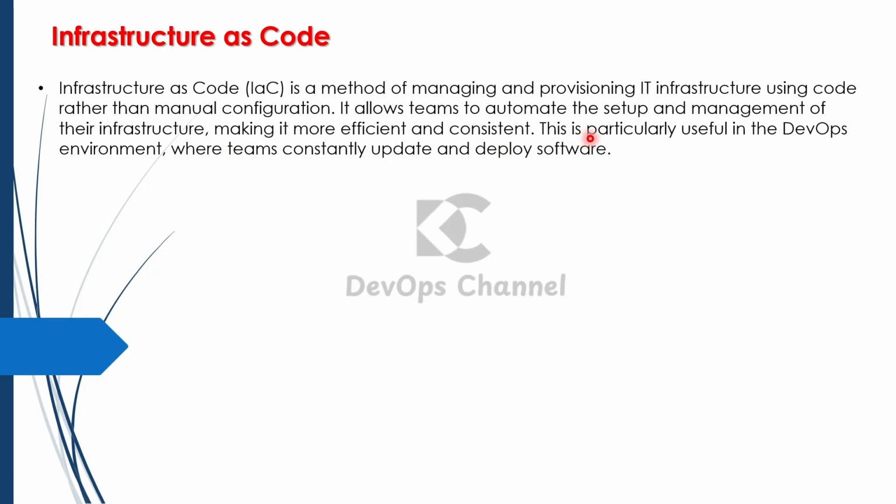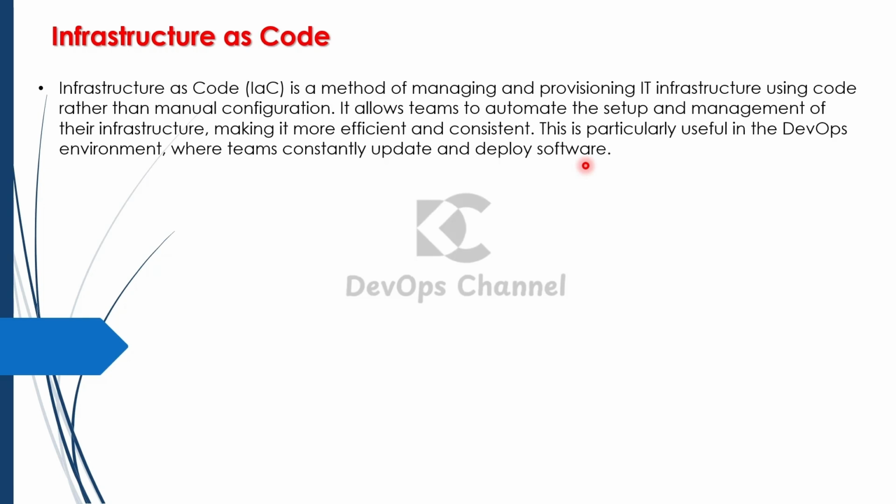This is particularly useful in DevOps environments where teams constantly update and deploy software. Okay, so they want to scale up, scale down. And if they want to change any configuration, they can just write or update the code and run the playbook. If you're using Ansible, you just run the playbook, and it will make the changes on all the hosts that were mentioned in that playbook.